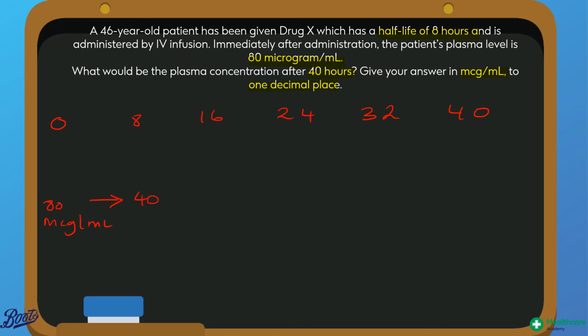After 16 hours, that's going to be half of what was present at 8 hours, so 40 divided by 2, which is 20. At 24 hours, that again is going to be half of what was present at 16 hours, so 20 divided by 2, which is 10. At 32 hours, it's going to be half of what was present at 24 hours, so that's going to be 10 divided by 2 to give us 5. And finally, we've reached 40 hours, so that's going to be half of what was present at 32 hours, so that's going to be 5 divided by 2 to give us 2.5 micrograms per millilitres, and that's our final answer.